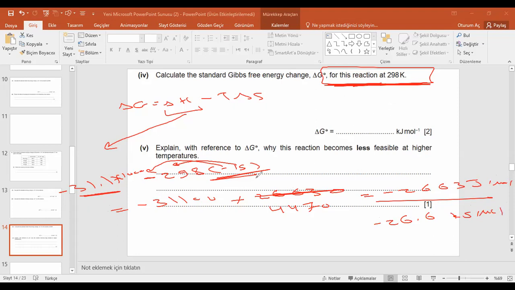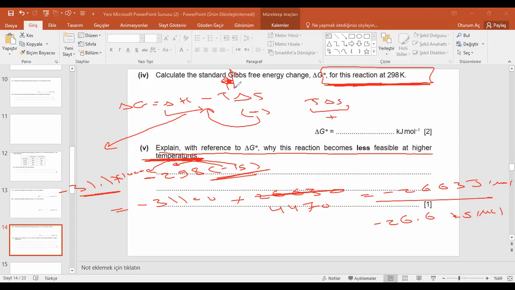The next part of the question: explain with reference to delta G why this reaction becomes less feasible at higher temperature. Guys, delta S here has a negative sign, as we said. When you multiply it by the temperature, it will be positive. So the T delta S part is positive, right?